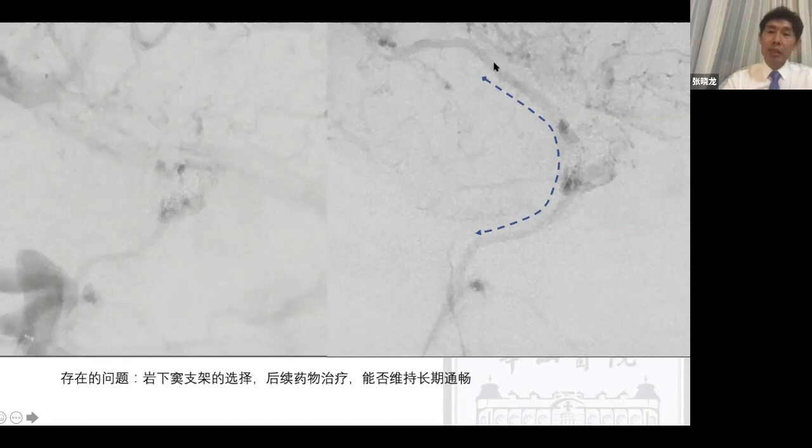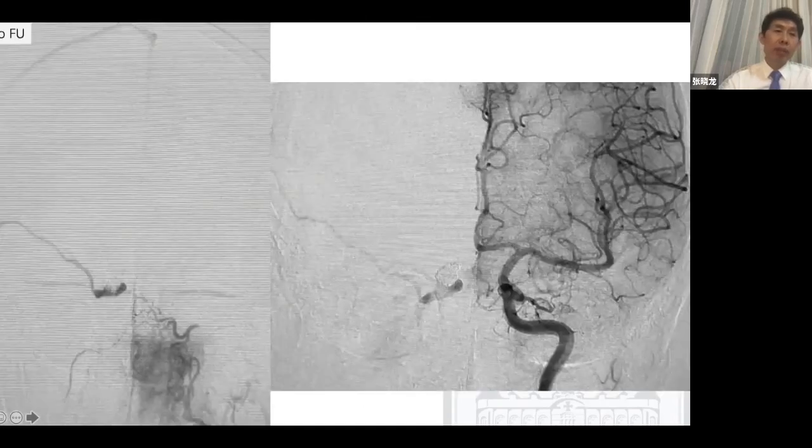And this is the cerebral vein, the cavernous sinus, and the inferior petrosal sinus. But 4 months later, we did the follow-up, and the fistula had recurred. This is the left ECA angiography and the left ICA angiography.